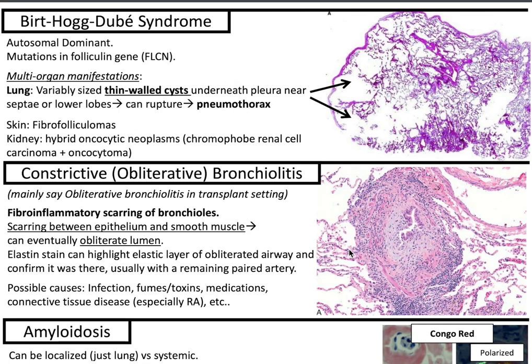Birt-Hogg-Dubé syndrome. This is autosomal dominant and arises from mutations in the folliculin gene. And you'll have multi-organ manifestations. In the lung, you'll see variably sized thin-walled cysts underneath the pleura near septae or lower lobes, and it can rupture, leading to pneumothorax. In the skin, you'll see fibrofolliculomas. Kidney, you'll see hybrid oncocytic neoplasms, your chromophobe renal cell carcinoma intermixed with oncocytoma.